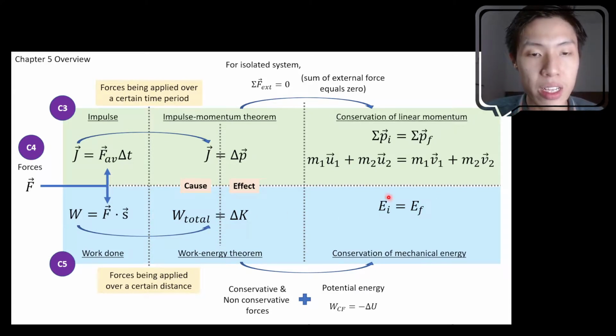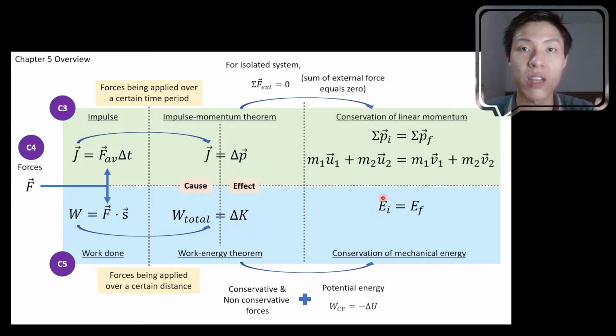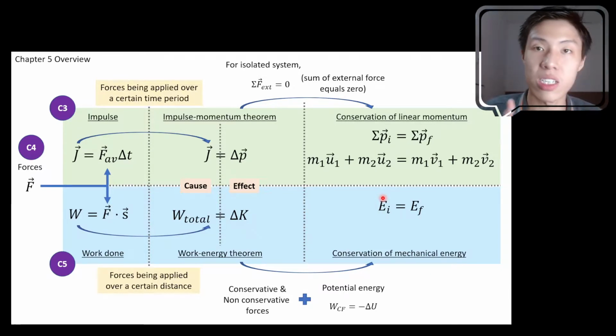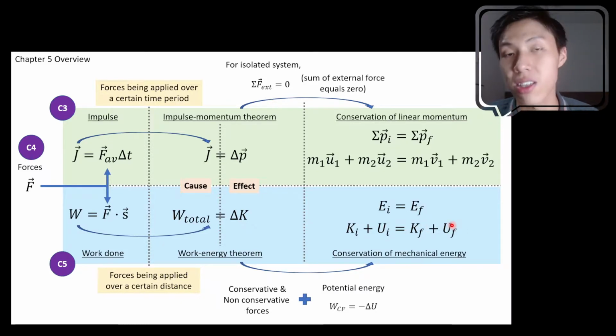We can break down mechanical energy into kinetic energy and potential energy. And potential energy can be due to gravity or due to certain springs or elastic material. So the initial mechanical energy is the sum of kinetic energy and potential energy for the initial situation, and the final mechanical energy will be the sum of kinetic energy and potential energy for the final situation.